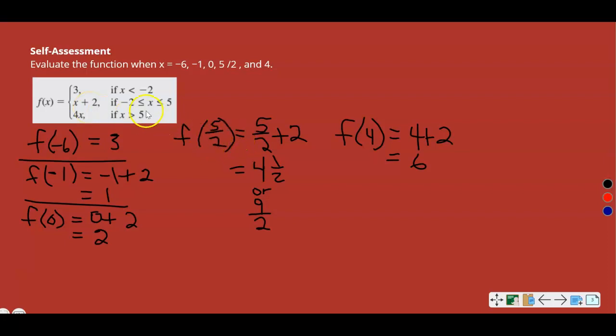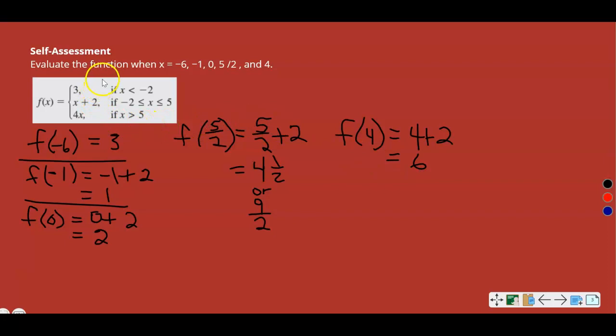And then 5 halves. 2 1/2 falls in between here as well. So again, we're using x plus 2. So 5 halves plus 2, that's the same as 4 1/2. Or if you left it as a fraction, 9 halves would be your answer. All right, f of 4 also goes in the middle piece. 4 plus 2 is 6. And that's your final answer.